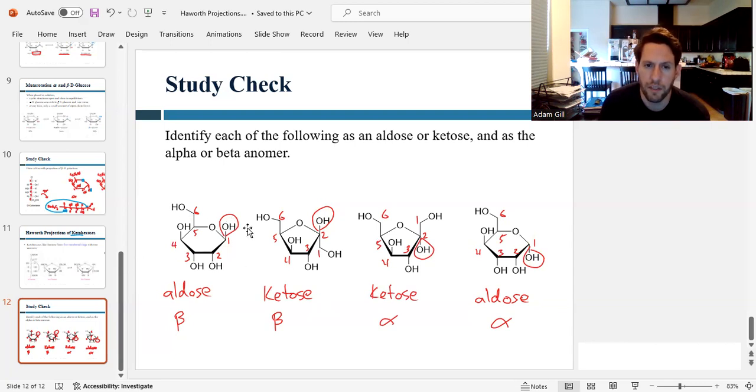So once again, if the OH on the anomeric position is pointed up, it's beta. If the OH is pointed down, it's alpha. If it forms a 6-membered ring, it's an aldose. If it forms a 5-membered ring, it's a ketose.